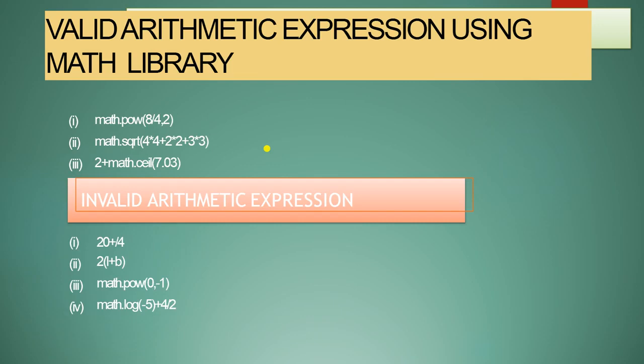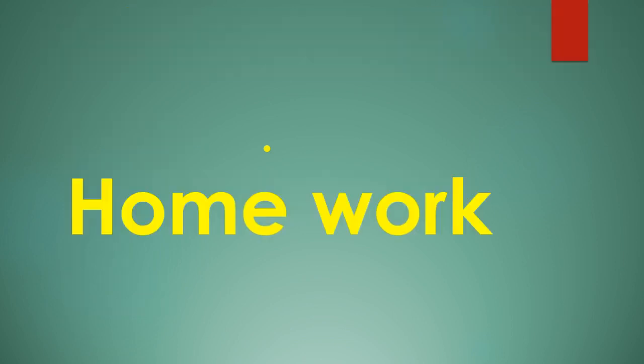Next are the invalid ones. Here 20 plus divided by 4 is invalid. Now next is 2l plus b. This is also an invalid expression. Next is math.pow 0 comma minus 1. We can't take minus 1. Now math.log of minus 5 plus 4 divided by 2. It is a log function, and it is also invalid. So this is your homework.